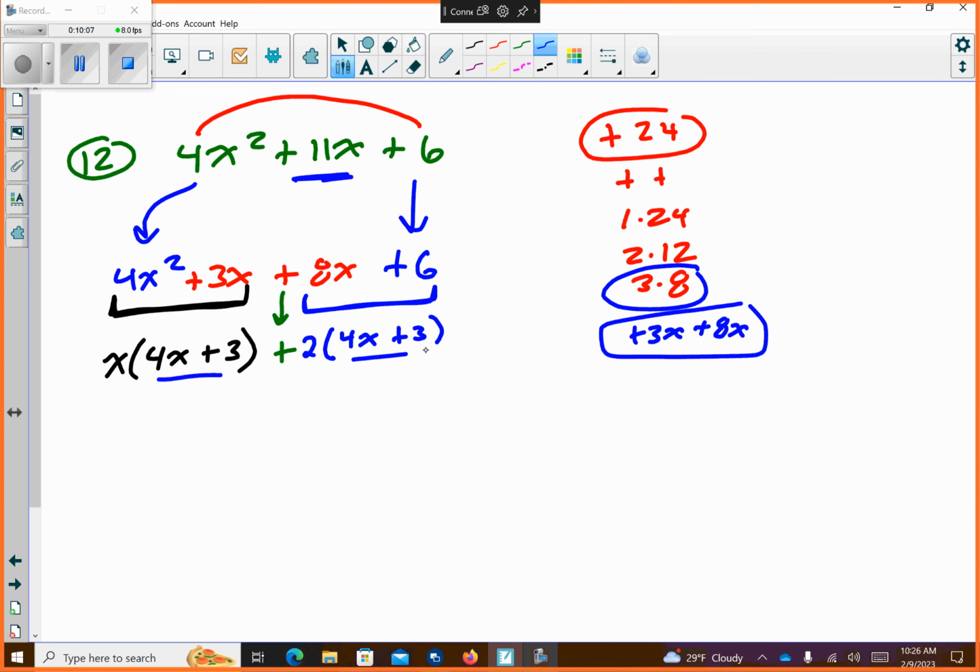Are these the same? What do you think would happen if those weren't the same? You're right. That could be a possibility. Okay, so it won't factor. Okay, so that might be something we're going to look at today. So I get 4x plus 3, and then I get x plus 2. Okay?